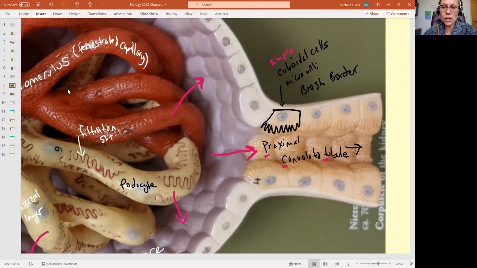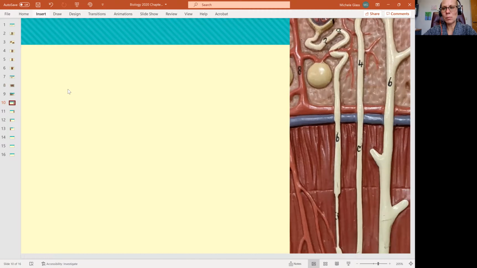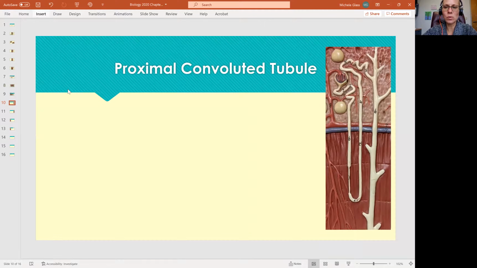These extensions of the cell membrane increase surface area. This is another brush border. So we called it a brush border when we saw it in the jejunum, and we call it a brush border again here. Same concept. In both cases, the microvilli increase surface area, which allows for better absorption. And that's what we're going to see happening as the main job in the proximal convoluted tubule.